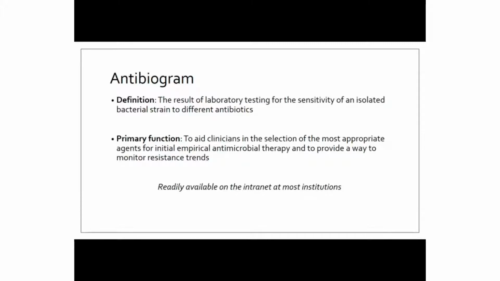Next, we will discuss the antibiogram. The antibiogram is an annual report that provides a comprehensive listing of the susceptibility trends at a specific institution. These are usually created in-house and aid the clinician in the selection of the most appropriate agents for empiric antimicrobial therapy. It also provides a way for the health system to monitor resistance trends. These are usually located on the intranet at most institutions. The antibiogram is created each year and cannot be created until all the data points for that year are documented. Therefore, the antibiogram you refer to will always be from the year prior.